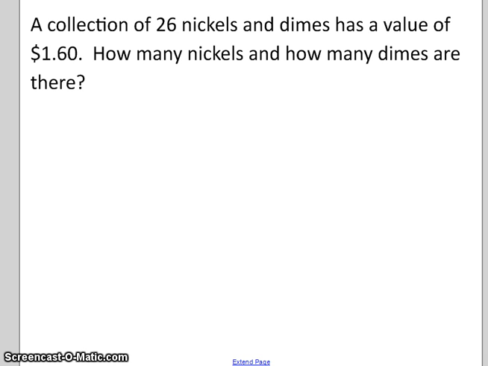So let's make 2 equations. We know that there's a total of 26 nickels and dimes together. We're going to say that X is nickels and Y is dimes. You could change that up if you want to, but don't change it up in one equation but not the other. So nickels plus dimes equals 26. Now we have a value of $1.60.